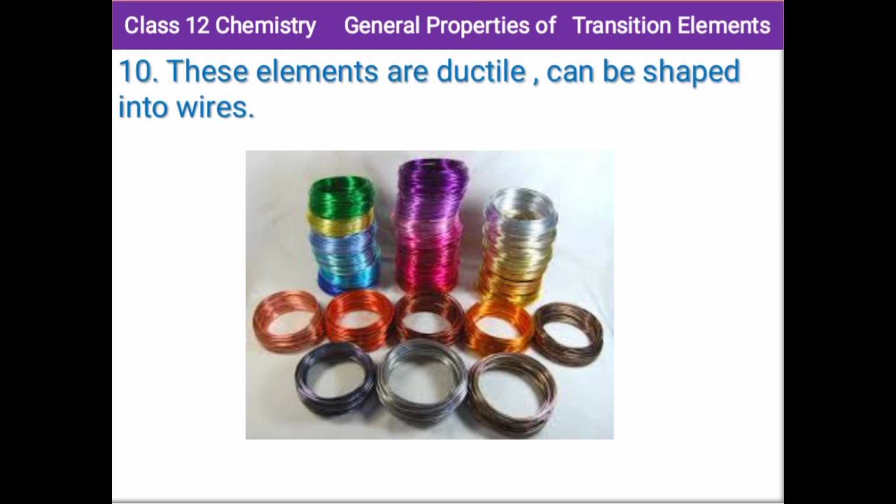Number 10, these elements are ductile. It means that they can be shaped into wires. The following diagram shows different kinds of wires which are made from these metals. When they are passed through a small hole, called a die, they can be shaped into wires. Therefore, we say that these elements are ductile in nature.